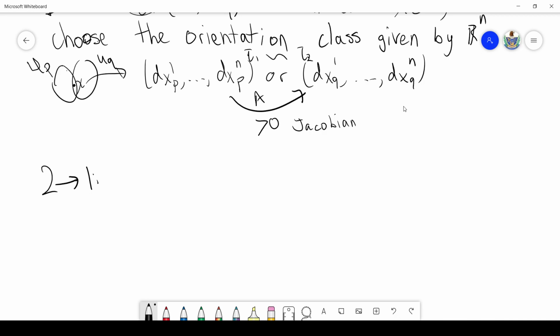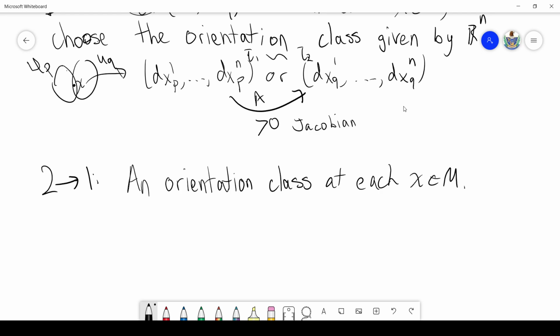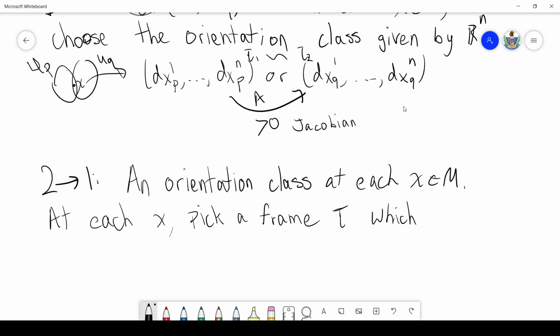Next, we go 2 implies 1. So in this case, we have an orientation class at each x in M. And so what we're going to do is say at each x, pick a frame tau which belongs to this orientation class. So I'm just shortening that as O class.